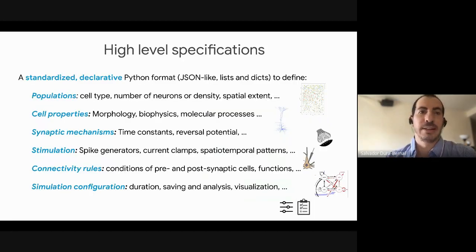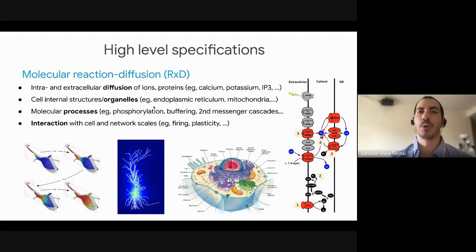So we will see this more later on, but basically this standardized declarative language in NetPyNE allows you to define all the components of the model: the populations, the cell properties, synapses, connectivity. And it also includes support for the reaction diffusion module in NEURON that we will see more about on Tuesday, which essentially allows you to model in more detail all the internal and external processes of the neuron at the molecular level. And that is interesting because then you can relate these molecular processes to the network level. So for example, you can see how second messenger cascades or buffering affects the firing of the network or plasticity and these kinds of effects.